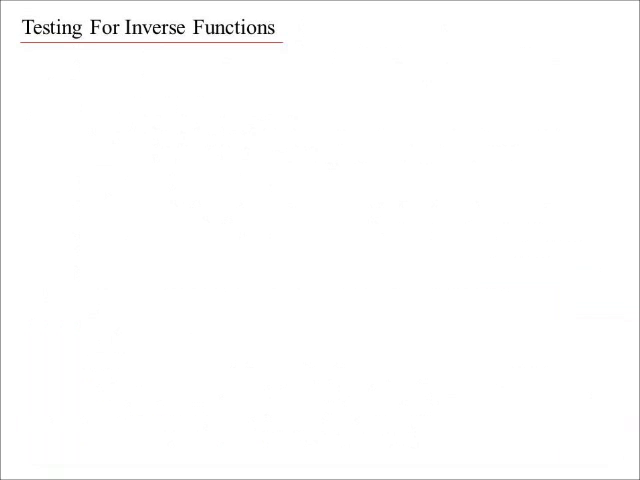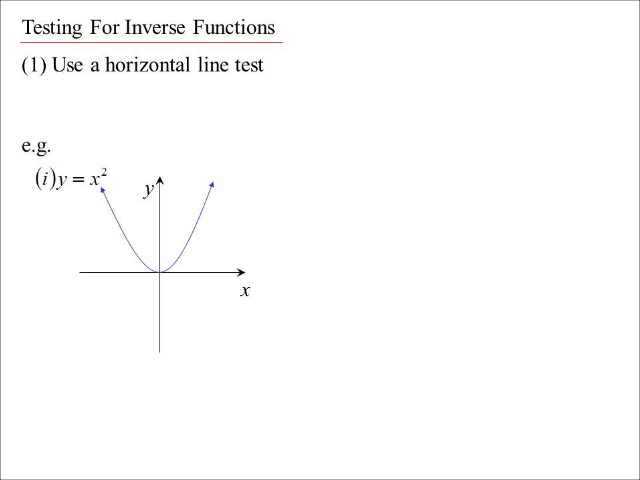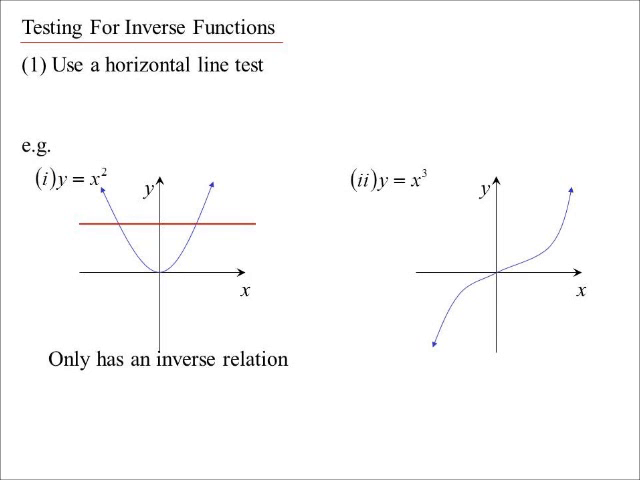So as I say, testing, the easiest way is to do it visually with the horizontal line test. So let's have a look at our basic parabola there. There's y equals x squared. Now, there's a horizontal line, cuts it twice, no good. So it has an inverse relation, but it doesn't have an inverse function. The cubic, y equals x cubed, doesn't matter where I draw a horizontal line, it'll only cut it once. So yes, that one will have an inverse function.